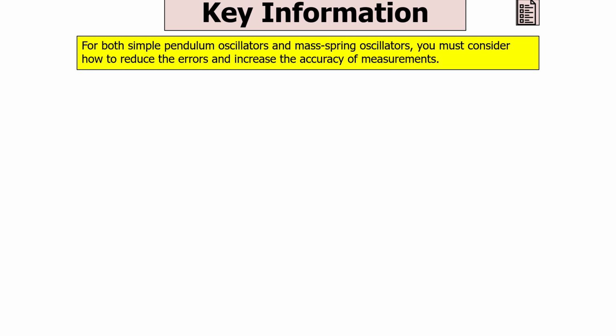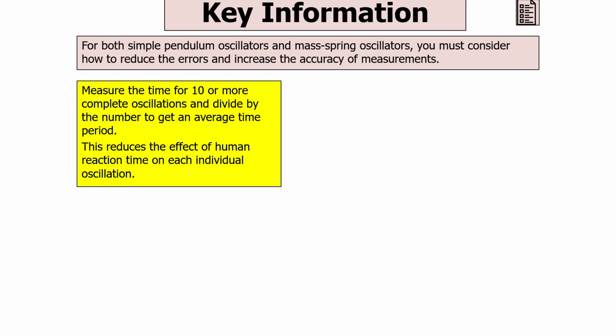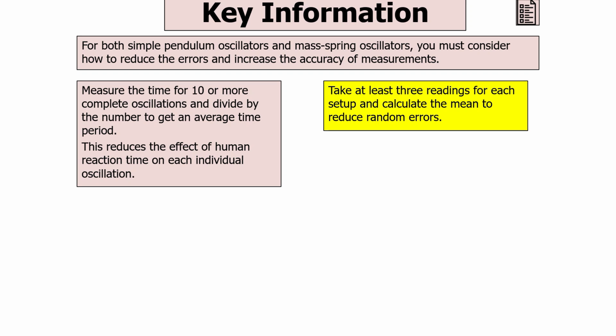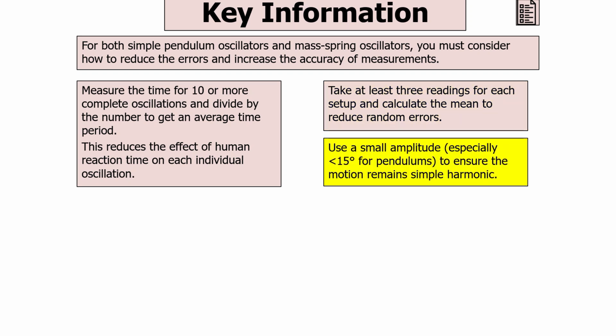Now for both simple pendulum oscillators and mass spring oscillators, you must consider how to reduce the errors and increase the accuracy of the measurements. So you'd measure the time for 10 or more complete oscillations and divide by the number to get an average time period. This reduces the effect of the human reaction time on each individual oscillation. You should take at least 3 readings for each setup and calculate the mean to reduce random errors. Use a small amplitude, especially less than 15 degrees for pendulums, to ensure the motion remains simple harmonic.